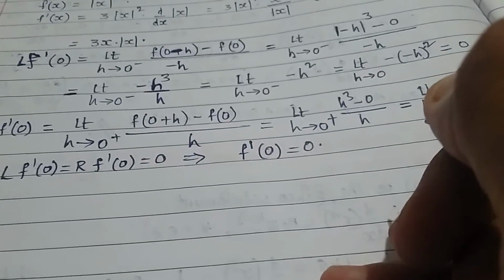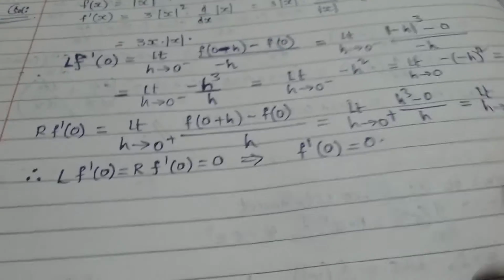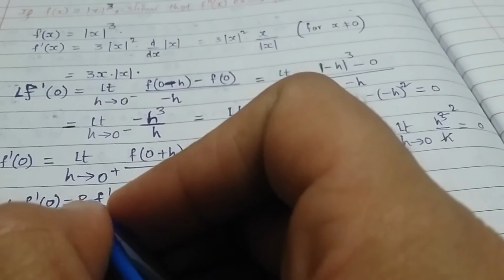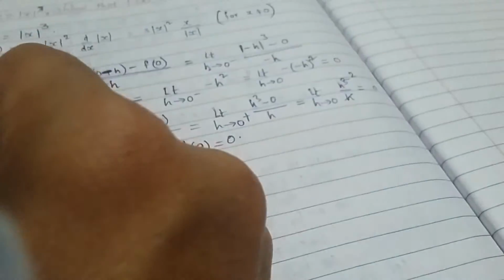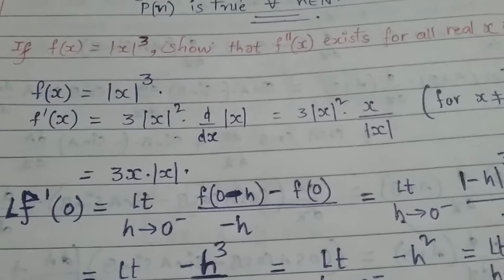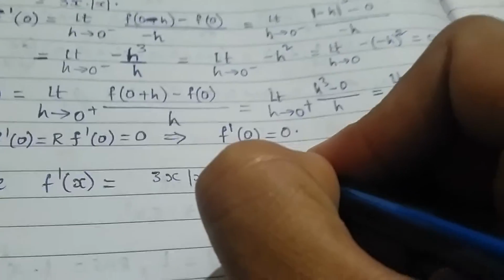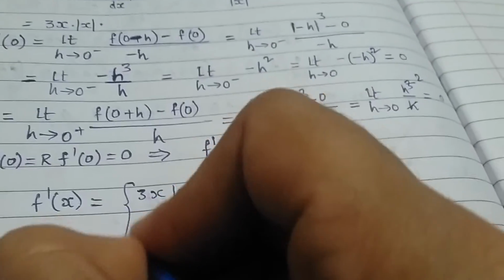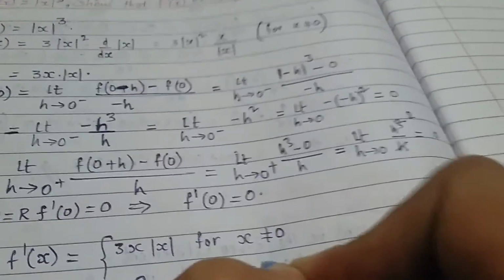So the function is differentiable at x equal to 0 and the first derivative of the function exists. So we shall check the second derivative of the function, whether it is existing or not for all real values of x. So first of all, f dash x, as we have seen earlier, is equal to 3x mod x for x not equal to 0, and this value will be 0 if x equal to 0.